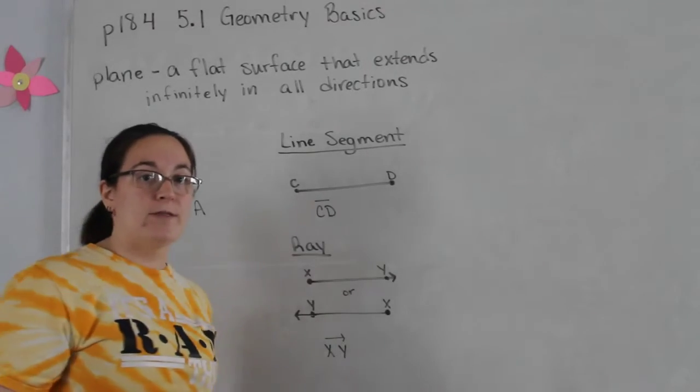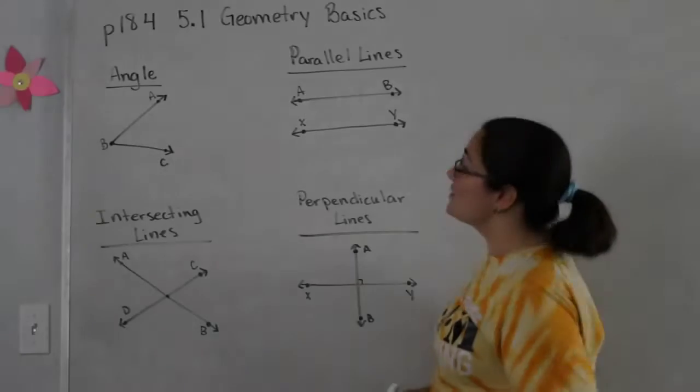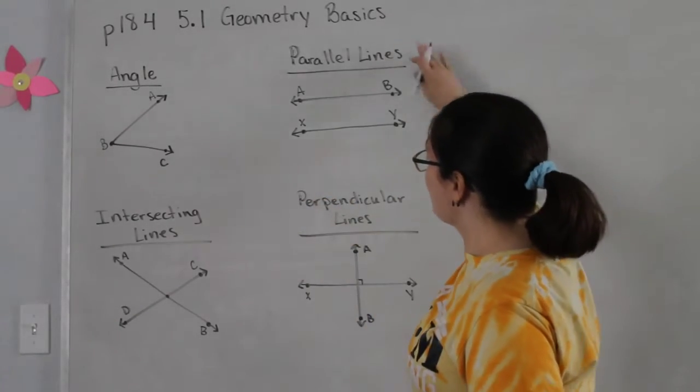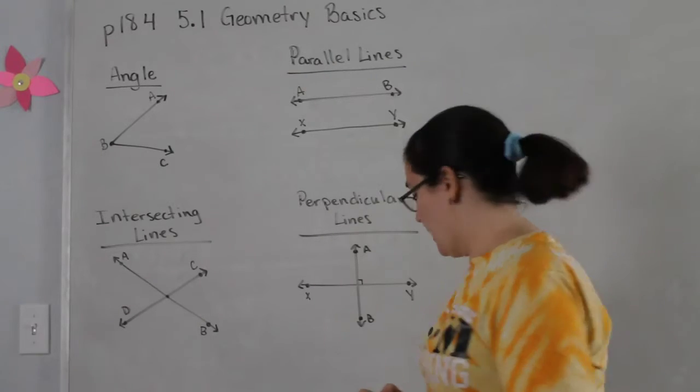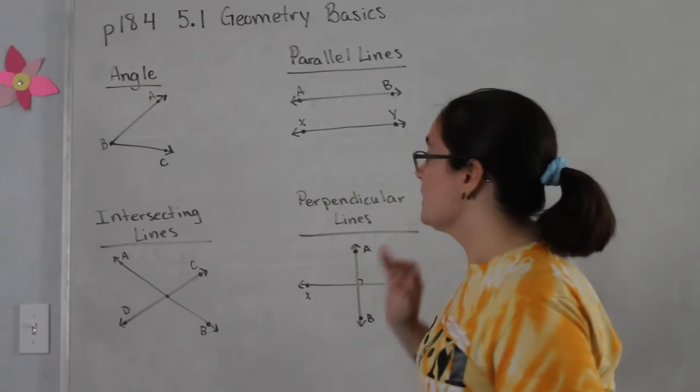Okay, I'll be right back with another 4 things for us to go over. The next 4 things we need to learn about are angles, intersecting lines, parallel lines, and perpendicular lines. So I am going to write how we name these and how we talk about these.